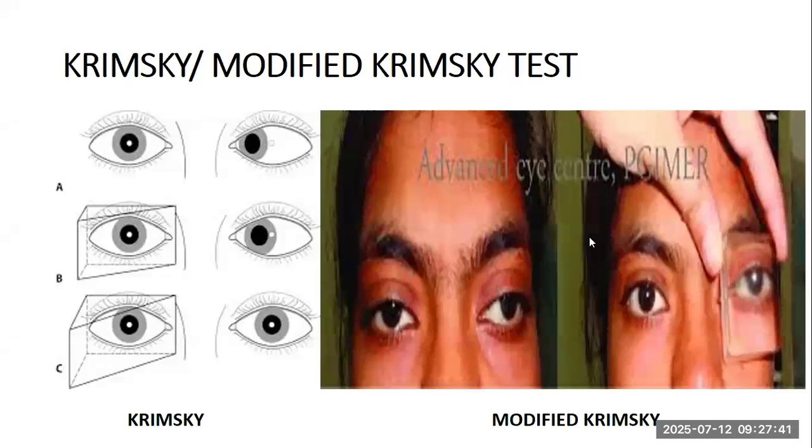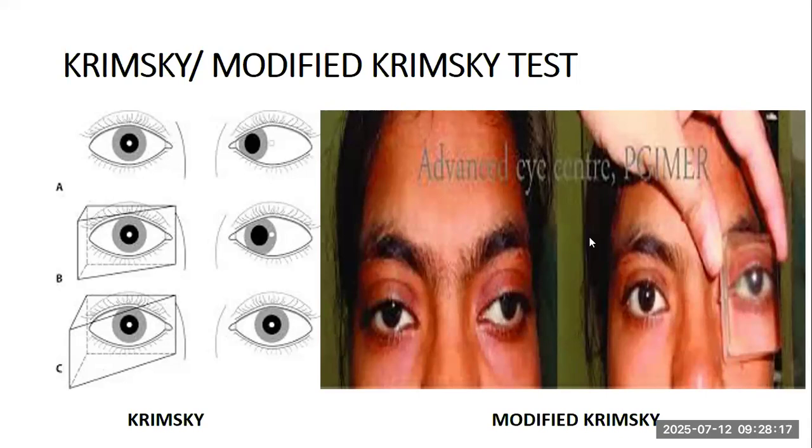For the Krimsky and modified Krimsky test, these are also corneal reflex tests, but they are used to measure the amount of deviation. They give a more accurate measurement of the amount of deviation. So for the Krimsky test, the prism used to measure is put in front of the fixating eye while the patient is fixating at an object of regard. You keep increasing the amount of prisms until you are seeing that there's no decentration of the corneal light reflex.